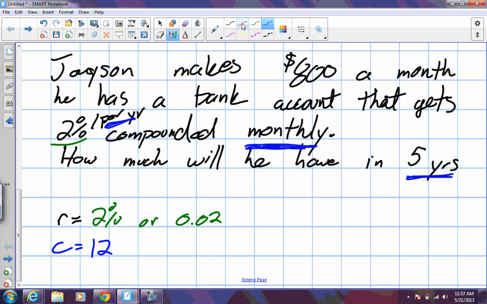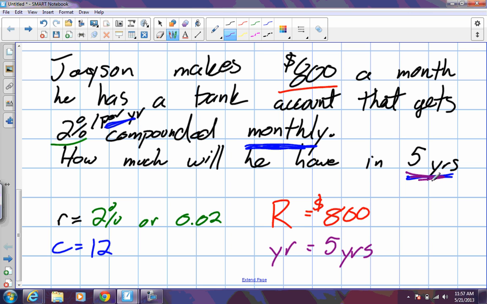His regular payments, which was the capital R, are going to be the $800 he puts in every single month. So his regular payments will be $800. And we needed to figure out years, if you guys recall. How many years will he be doing this for? 5 years. So that's very important.